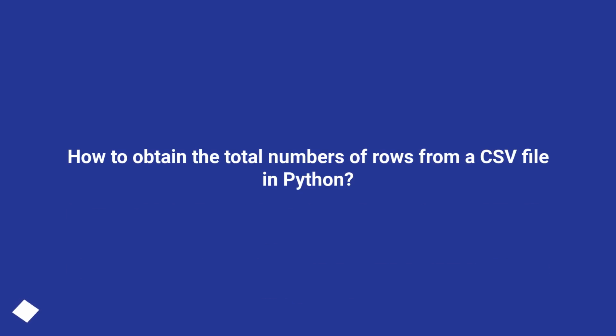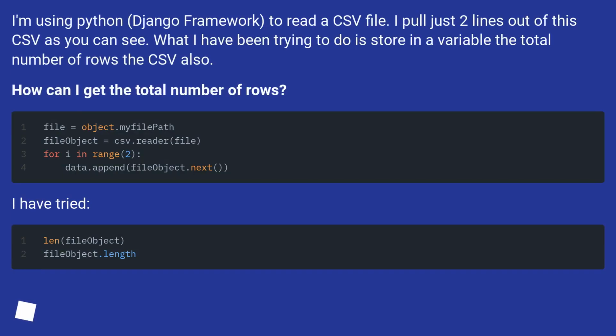How to obtain the total number of rows from a CSV file in Python. I'm using Python, Django framework, to read a CSV file. I pulled just 2 lines out of this CSV as you can see. What I have been trying to do is store in a variable the total number of rows in the CSV also. How can I get the total number of rows?